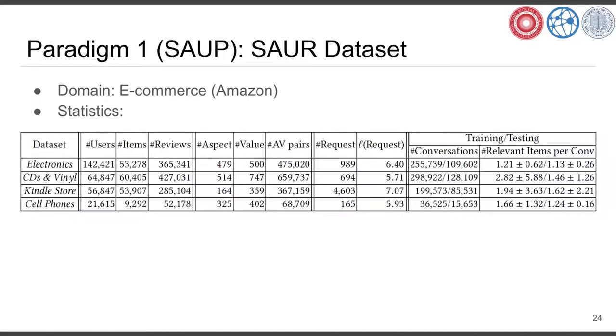For this data set, it's basically focused on the e-commerce domain. Here is the data set of statistics, and it contains four subcategories: electronics, CDs, Kindle store, and cell phones. So they basically convert Amazon reviews into such a dialogue thing.